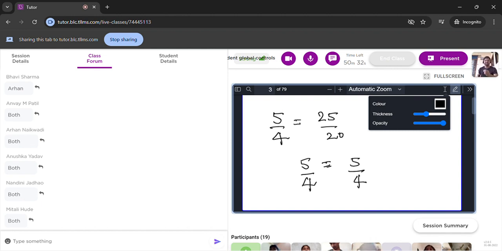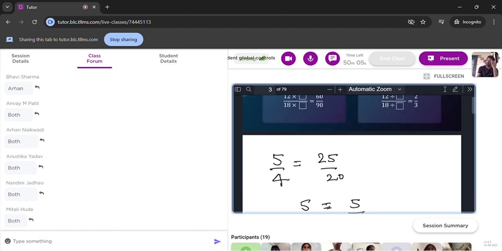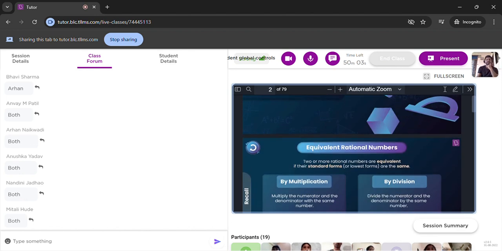But we have to keep this thing in mind. Whatever we are dividing or multiplying, we have to use the same number on both sides, in the numerator and also the denominator. In a similar way, if we are dividing, we have to divide the numerator and the denominator by the same number. Okay, good. So in this way, we can find an equivalent rational number of any given rational number.